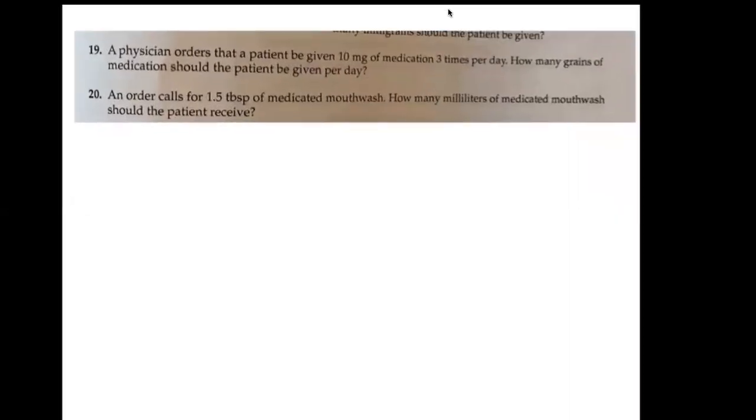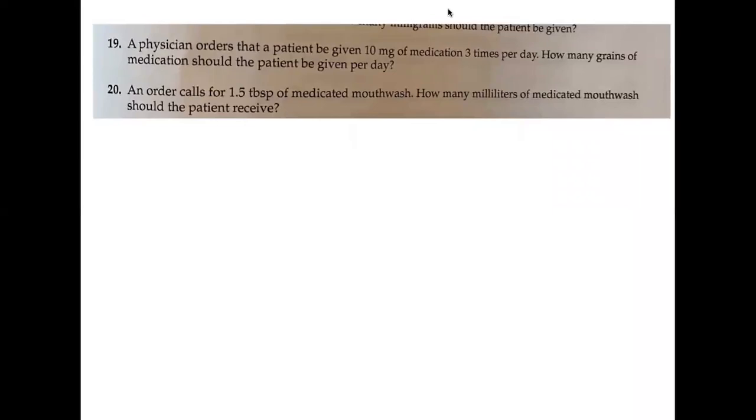So let's first figure out, here we can see, again, we're given 10 milligrams 3 times per day. So we need to first multiply 10 times 3 to figure out how much is given in just one day. So first, 10 milligrams times 3, and 10 times 3 is 30 milligrams. So we know every day they need to be given 30 milligrams.